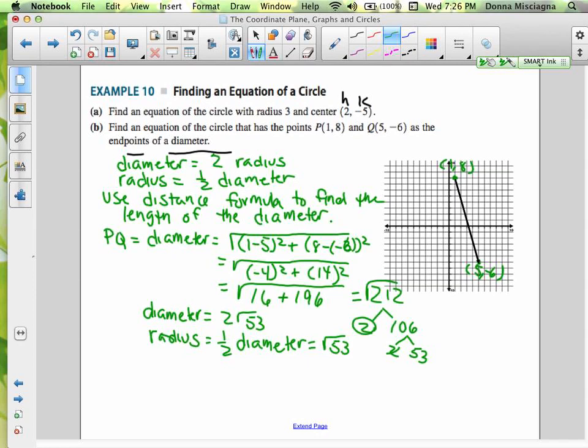So now we've got the radius, but we don't have the center. Well, where's the center going to be located? The center is going to be located midway on the diameter, right? Wherever the midpoint is, that's going to be the center of our circle. How can we find the midpoint? Well, maybe we could use the midpoint formula. So to find the center of our circle, we're just going to find the midpoint of PQ.